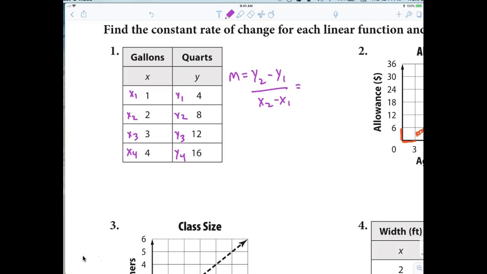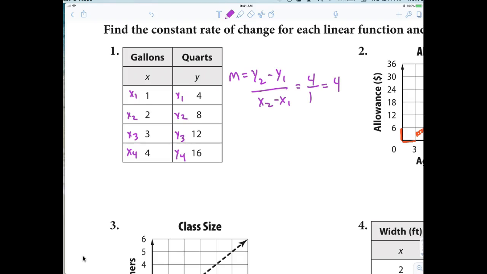Let's find out. What's y2 minus y1? 4. Very nice work. What's x2 minus x1? 1. So the rate of change is what? 4. That's all there is to it.